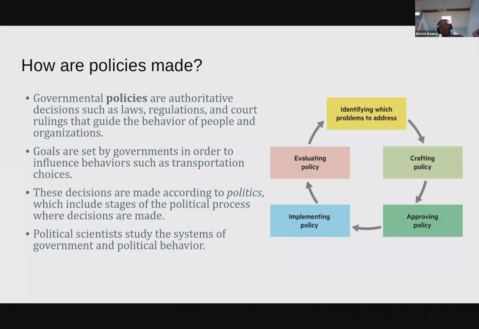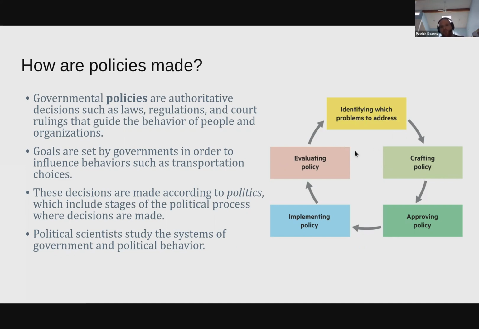But ultimately, when we think about how we shape policy, in theory, governmental policies are authoritative decisions, laws, regulations, court rulings that guide the behavior of people. So we identify problems to address, craft a policy, approve policy through Congress, state and local governments, things like that, eventually implement policy, and eventually the part that we don't like to do or don't do well is evaluating policy overall. Is it actually working? Is implementing fuel efficiency standards actually lowering deaths due to air pollution, things like that.